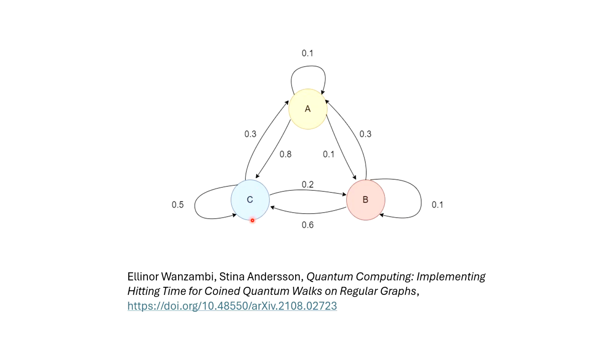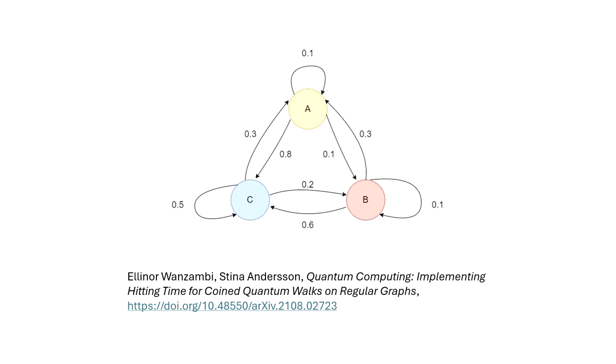From C, you can go back to itself, or you can go to A or B, and then you have probabilities concerning state B. So this is a little bit different from the last example. In the last example, everything kind of went in one direction. Here you can go back and forth between the different states. And here's the reference to where I got this.